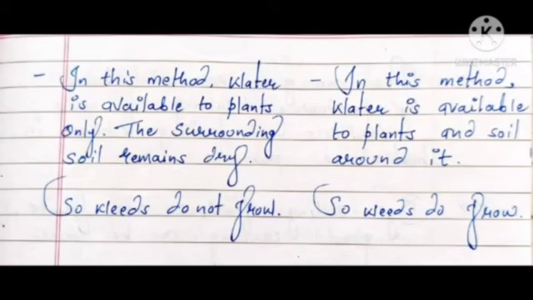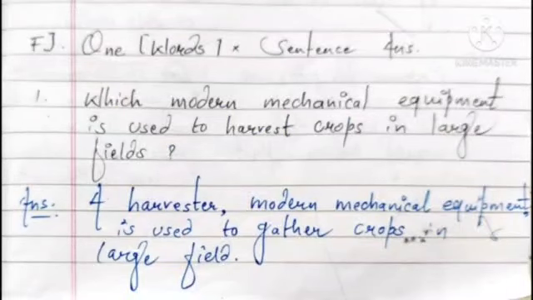Third point in drip irrigation, in this method water is available to plants only, the surrounding soil remains dry. Third point in sprinkler, in this method water is available to plant and soil around it. Last point, in drip irrigation weeds do not grow. In last point in sprinkler, weeds do grow. Now starting with one sentence answer.